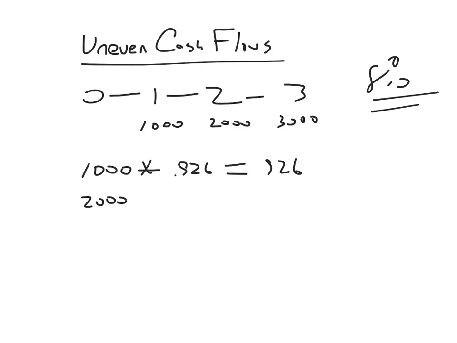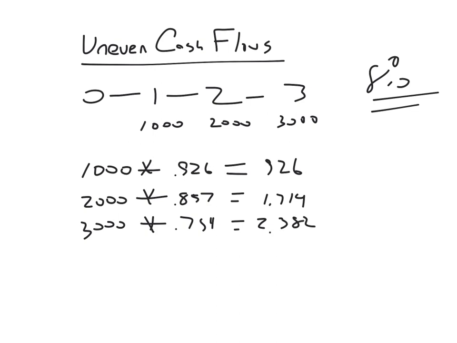Similarly, for the $2,000 in year two, we go to Appendix B, 2 periods, 8% discount rate. We find an interest factor of 0.857, giving us a present value of $1,714. And then the $3,000 in year three, we discount that back 3 periods. The interest factor is 0.794. And that gives us a value of $2,382.